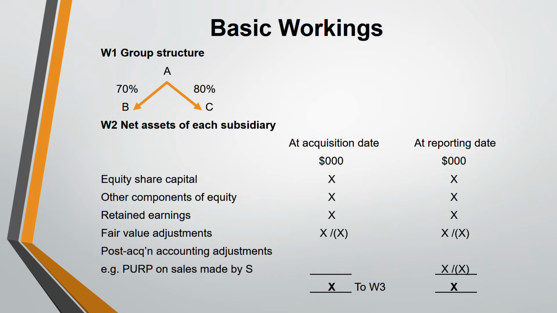Okay. And how do you find the post acquisition profit? The X that you have found under the reporting date minus the X that you have found under the acquisition date. The difference between these two is the post acquisition profit. Now let us go to working number 3, goodwill.